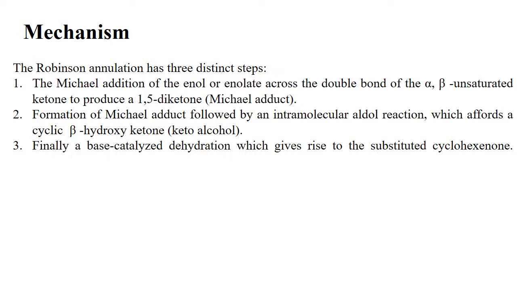Formation of Michael adduct is followed by an intramolecular Aldol reaction. So the next step of Robinson annulation reaction is intramolecular Aldol reaction. As a result of intramolecular Aldol reaction, a beta hydroxyketone or the keto alcohol is formed. Finally, a base catalyzed step, that is the dehydration step. In this step, beta hydroxyketone is dehydrated and gives us substituted cyclohexenone. Mechanism of each step is discussed separately in the next slides.